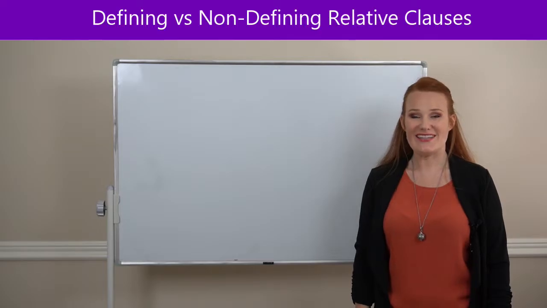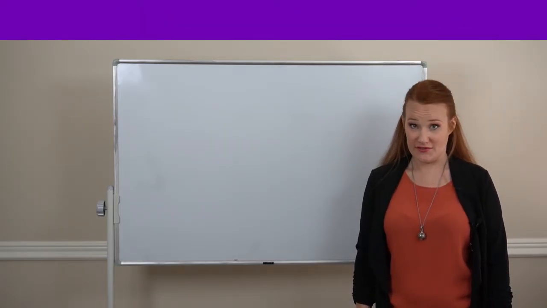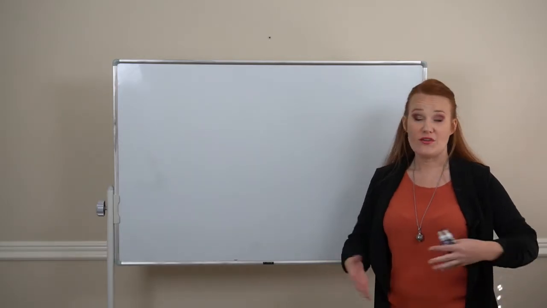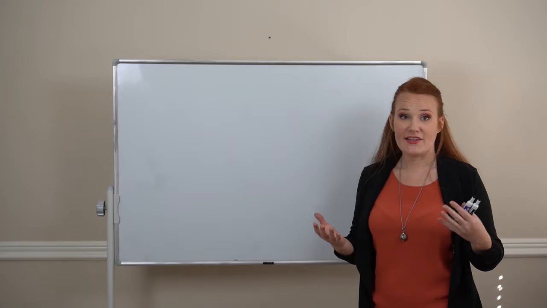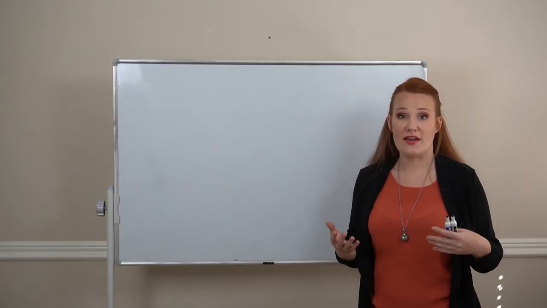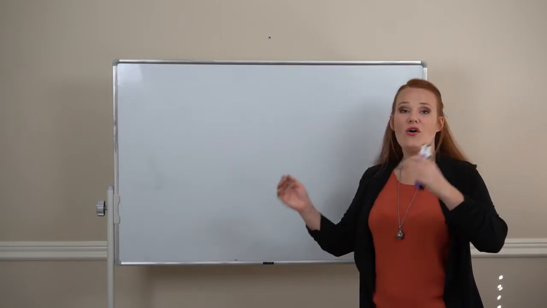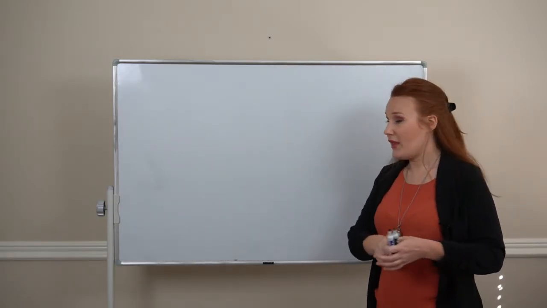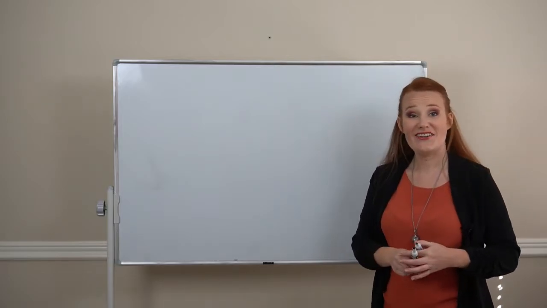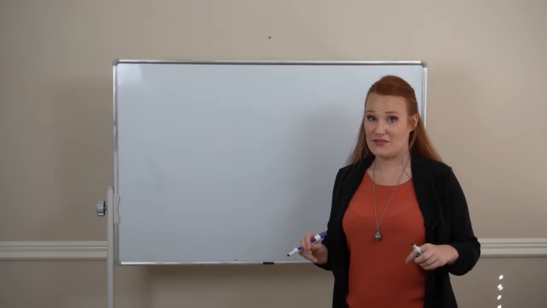Today let's break down defining and non-defining relative clauses. So we've already learned about relative clauses. It's a clause that gives us more information about a noun. And unlike adjectives, it always comes right after the noun it's describing. But an important thing to know is there are actually two kinds of these relative clauses.